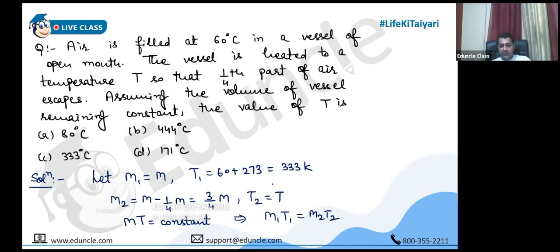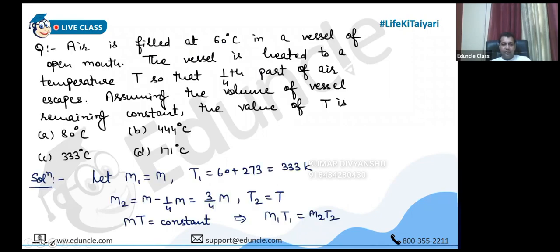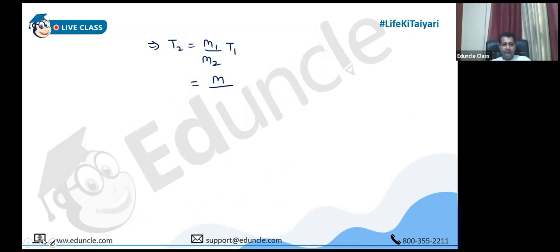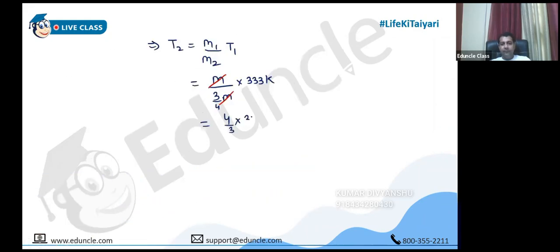Yes, Divya and Sanju, it's correct now. So now we have to find T2. Substitute the value. So T2 will be M1 by M2 times T1, and M1 is M. It will come out to be in Kelvin, and again we have to convert it into degree centigrade. So 444.